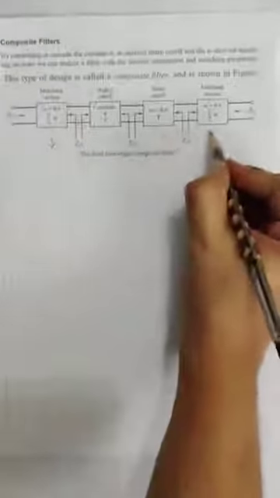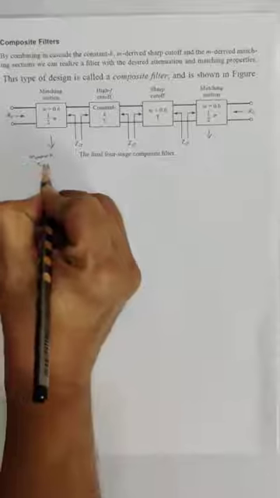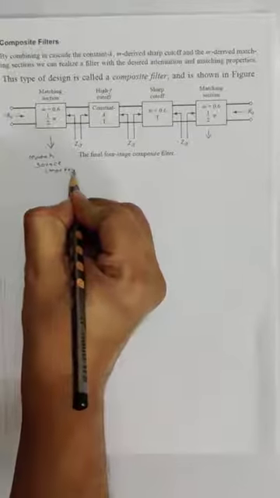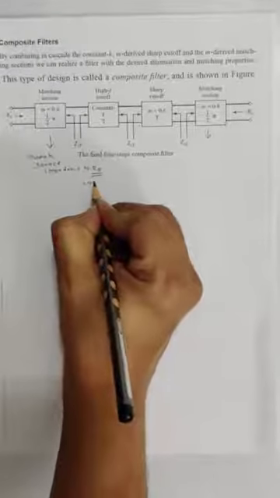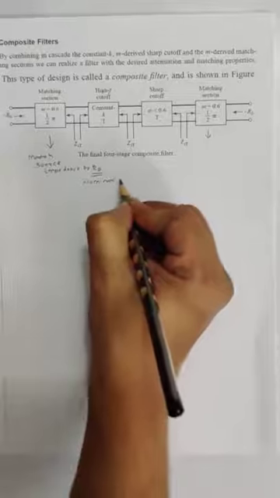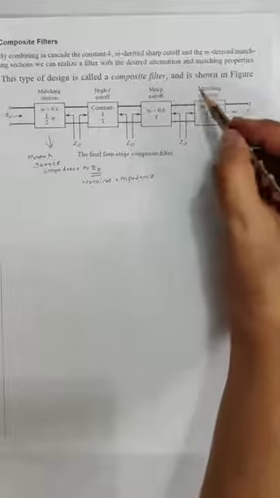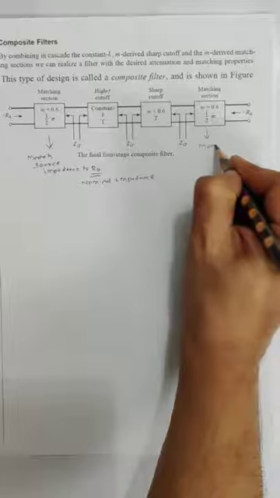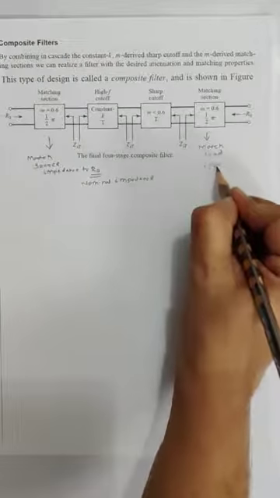Now the purpose of this matching section is to match source impedance to R0. R0 is nothing but the nominal impedance. Similarly, the purpose of this matching section, which is present at the output side, is to match load impedance to R0.